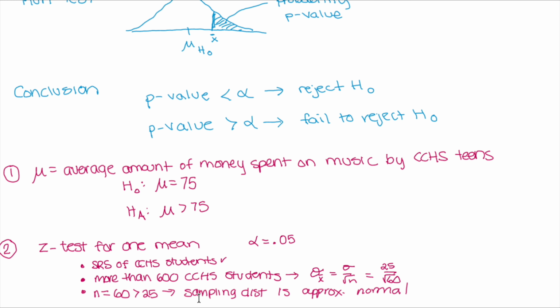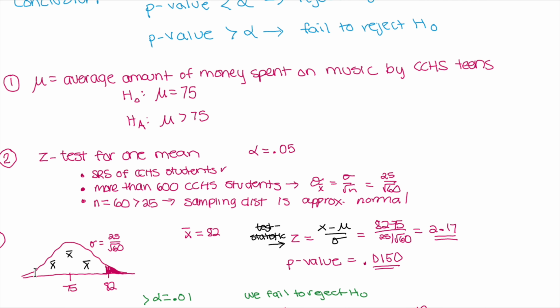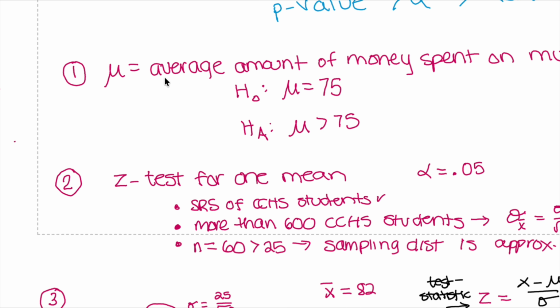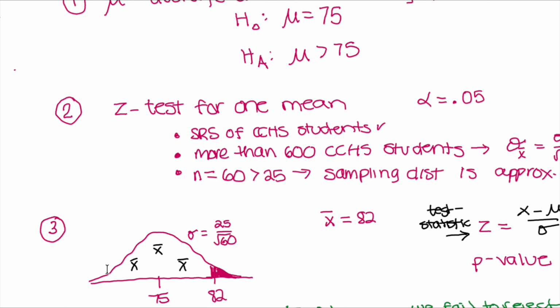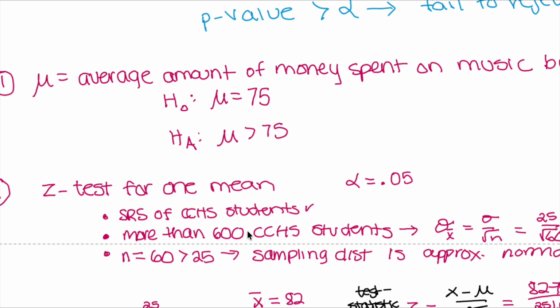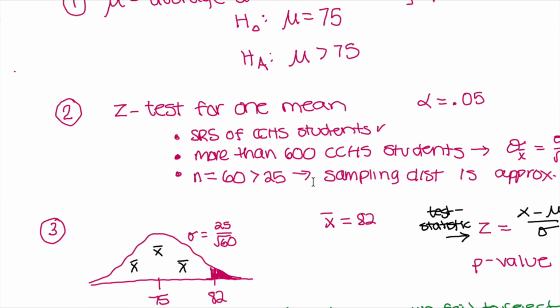Okay, so let's move on to the third part, which is drawing the diagram. Make sure that you really draw a normal curve right here, so make sure there's no significant skew left or skew right. So we're using our mu, which is 75 in here. This is also the null hypothesis for our normal curve. And what we're given is x bar is $82. Okay, so we label it right here.